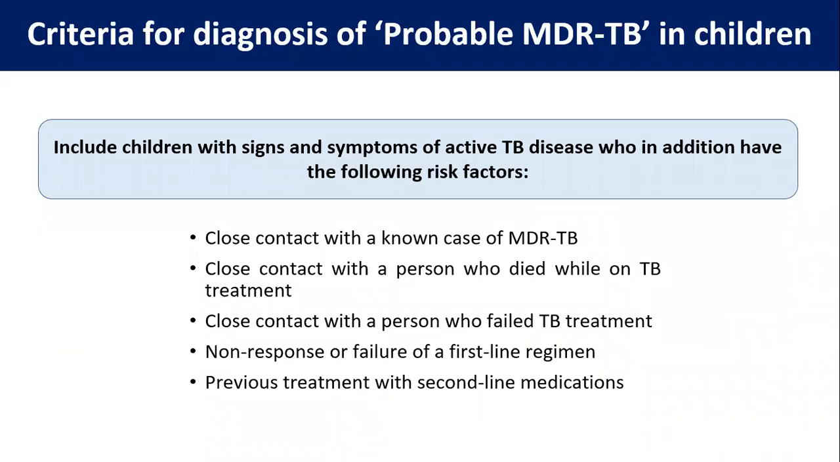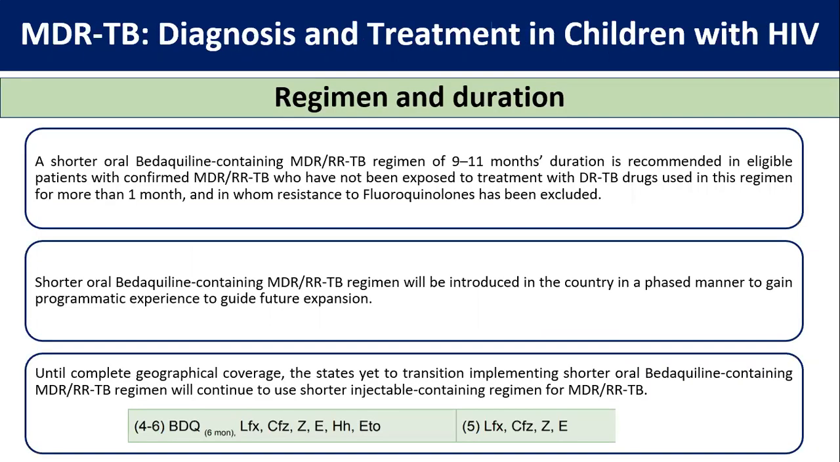So the criteria for diagnosis of probable MDR-TB in children are: contact with a known case of MDR-TB, or close contact with a person who died while on ATT treatment, and close contact with a person who failed TB treatment, and non-responders or failure of a first-line regimen, and previous treatment with second-line medication.